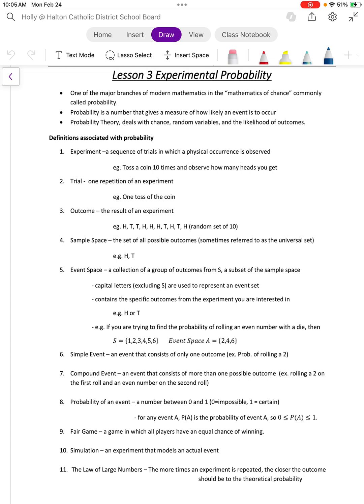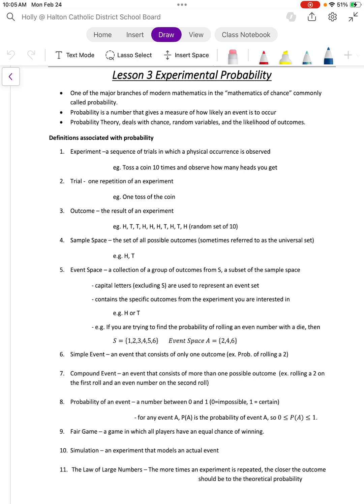Some definitions that you should be familiar with, that we'll use throughout the next couple lessons, start with an experiment. An experiment is a sequence of trials in which a physical occurrence is observed. Think of a coin toss. You're tossing a coin 10 times and observe how many heads you get. This is the experiment that you are conducting. A trial is one repetition of an experiment, so one toss of the coin. If you repeat it multiple times, you have multiple trials.